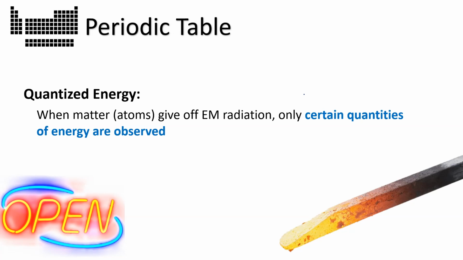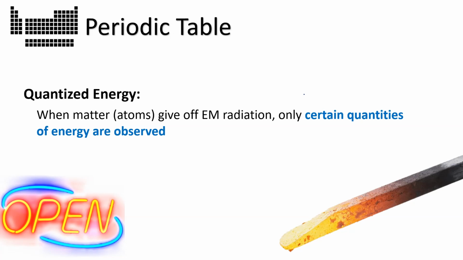atoms is usually where electromagnetic radiation comes from. Any of the light that you're looking at right now is coming from atoms. If it's light from the sun, it's the atoms in the sun that are giving off that light. If it's the computer screen, it's the atoms in the computer screen giving off that light. If it's from a light bulb, it's the atoms in the light bulb giving off that light.